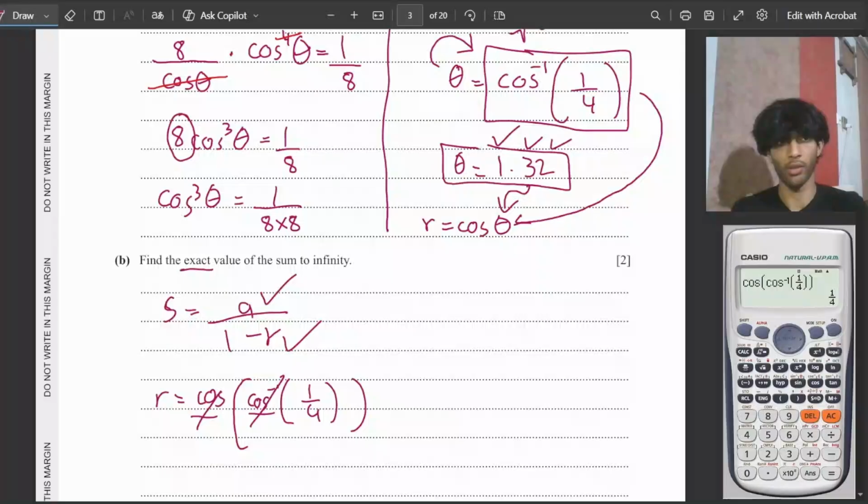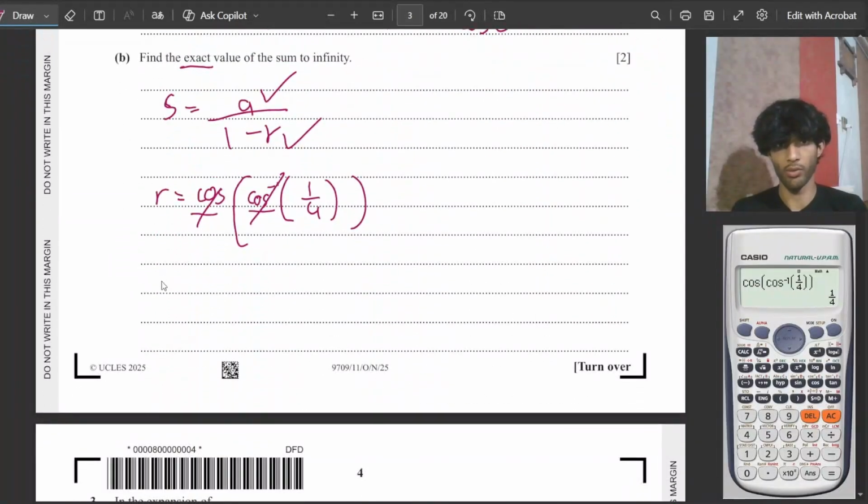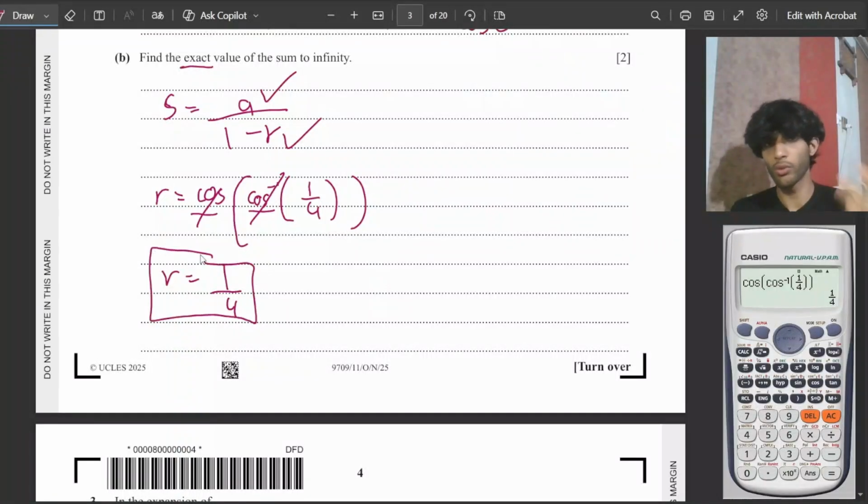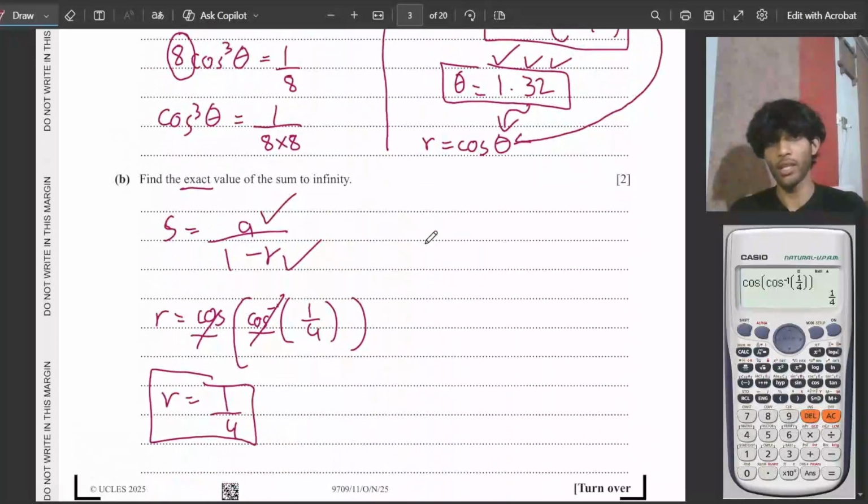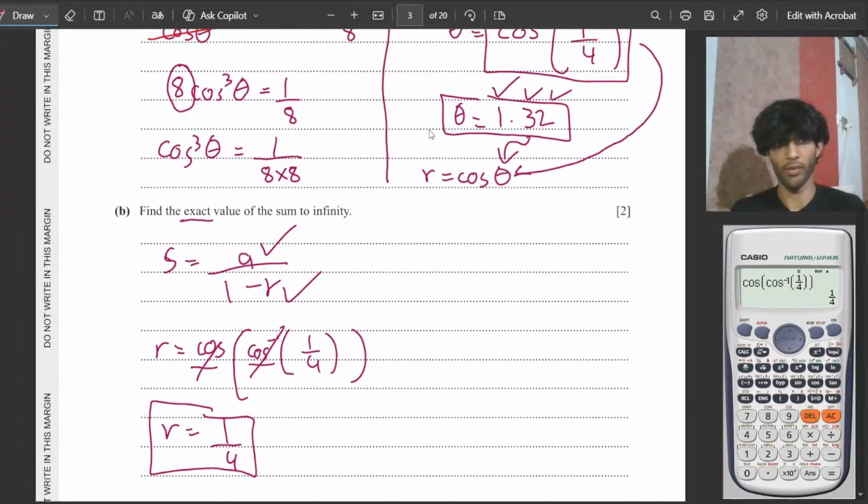So the cosine cancels out with the cosine inverse, which leaves us with 1 by 4. That's the value of r. Now see, if you used the rounded off value of theta, you would not get 1 by 4 this perfectly. Okay, so now we need to find a. How can we find a?